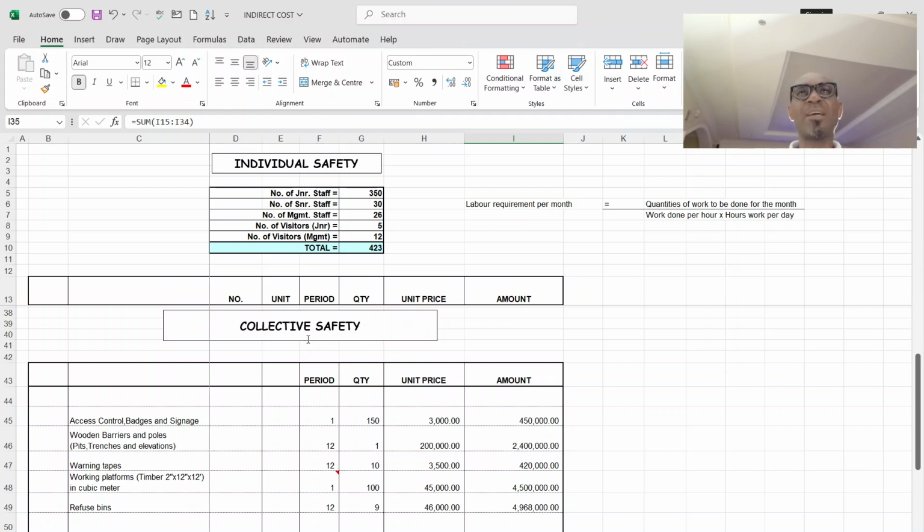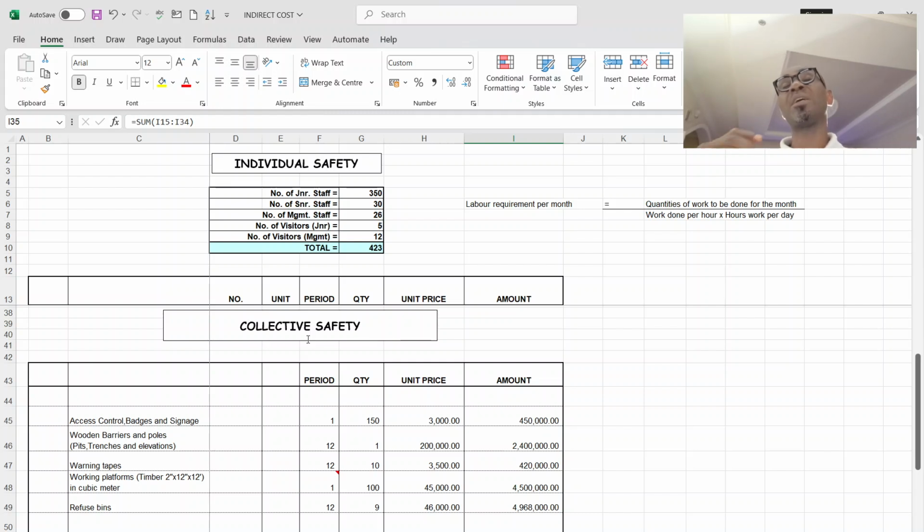You see those barriers that are fixed along balconies, where the handrails are not yet provided because construction is still going on. They fall within collective safety. You see those temporary handrails that are fixed on staircases that are within the one specified on the bill. They are collective safety. You see the warning tape that is put around pits to caution people not to fall inside the pit. They fall within collective safety.